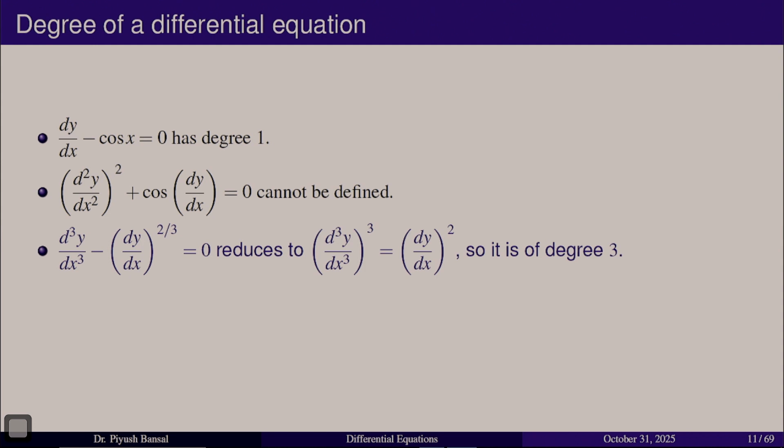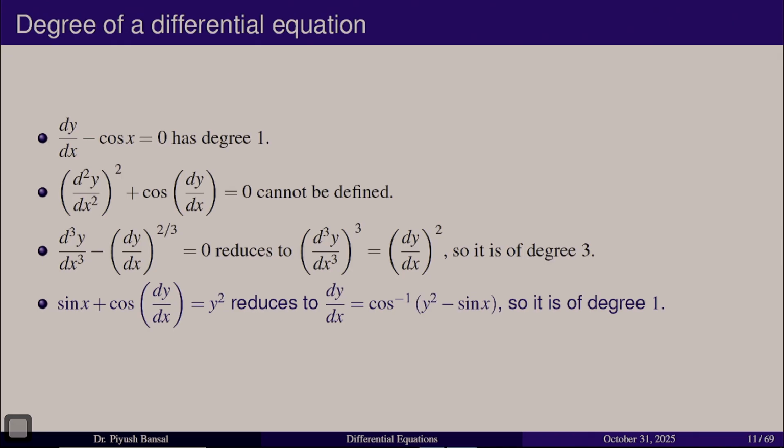In the third example, if we look carefully, this is d3y over dx cube minus dy by dx to the power 2 by 3 equal to 0. So, if we reduce it further, if we take dy by dx to the right side and take cubes on both sides, it will reduce to this equation, which is d3y over dx cube whole cube equal dy over dx whole square. So, now this has become a polynomial equation. The highest order derivative in this equation is d3y over dx cube, which is of order 3, and the highest power of this is 3. So, this will have degree 3.